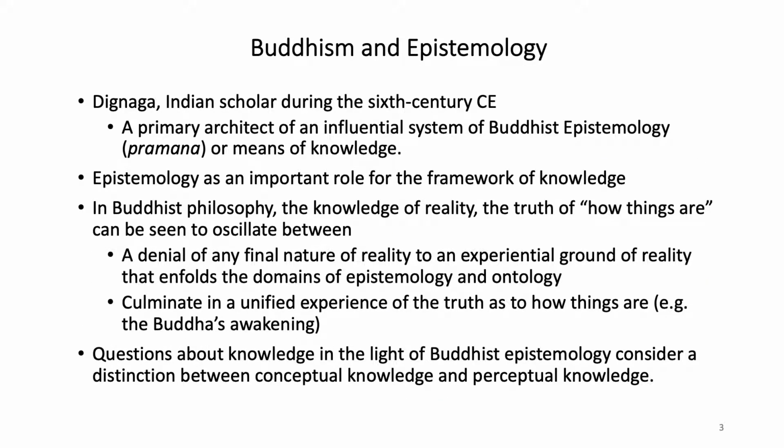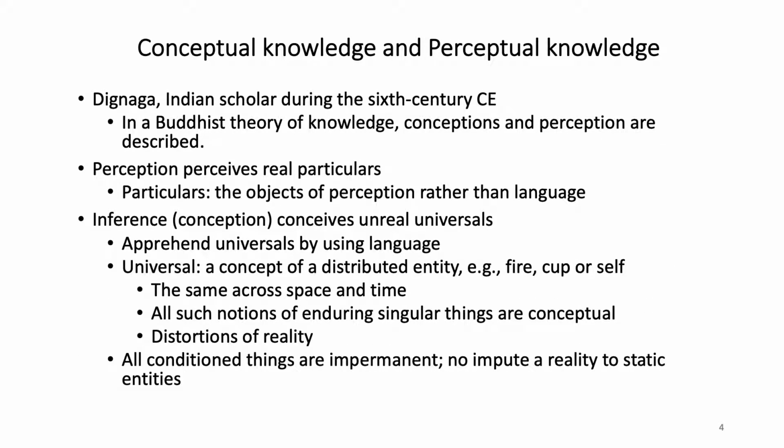Valid means of knowledge was proposed by Dignaga. Dignaga was an Indian scholar during the 6th century CE. Valid means of knowledge is called pramana in Pali. Upon proposing valid means of knowledge, or the Buddhist theory of knowledge, Dignaga provides two attributes. One is perception and the other is conception. So today we will study perception and conception in more detail.